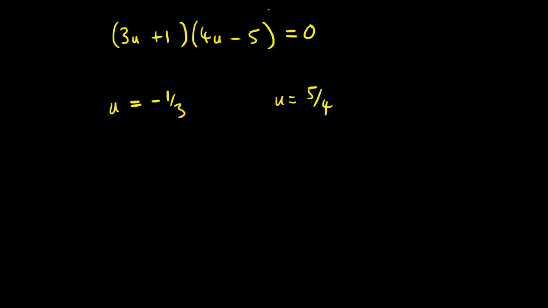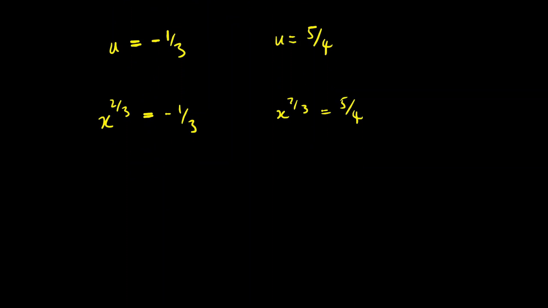And remember, we are solving not for u, but for x. So x to the power of 2/3 is equal to negative 1/3, and x to the power of 2/3 is equal to 5/4. If we just take the first one, if I was to cube both sides, I would get x squared is equal to minus 1 upon 27. But then I can't square root both sides because I can't square root a negative number. So this one has no solution, or no real solution if we want to be more precise.